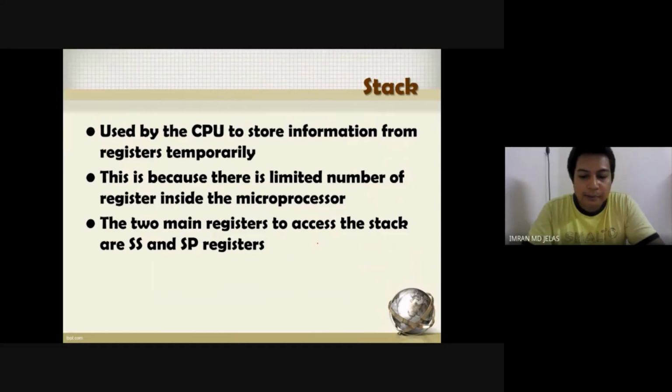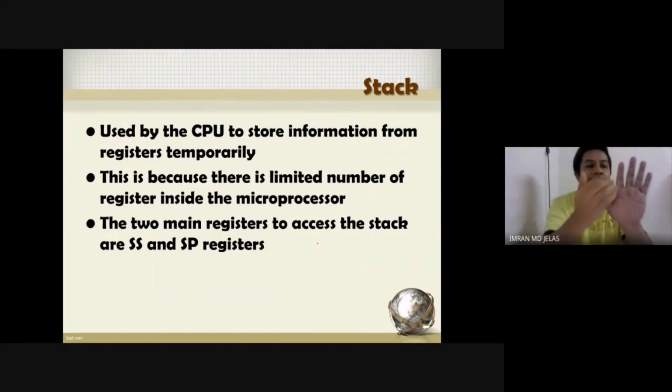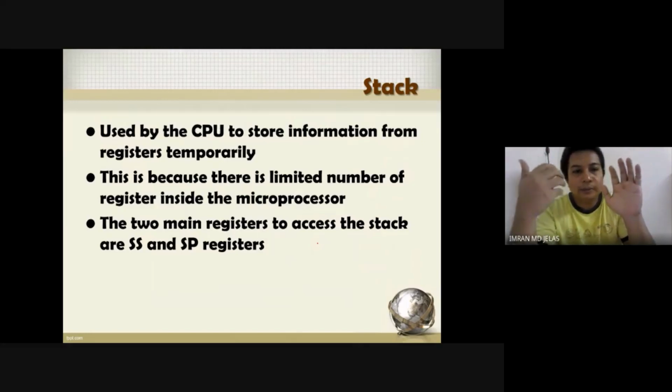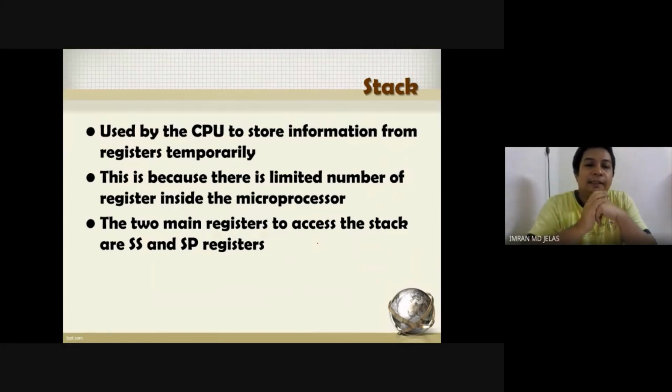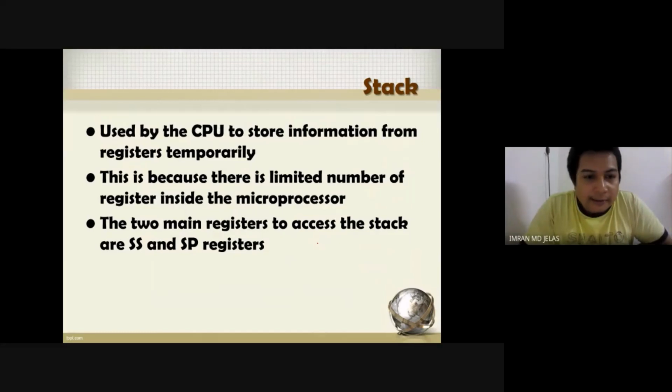Previously when we discussed interrupt, when we want to interrupt program A that is not completed yet, what will happen is the data inside program A, the data inside the register and the program counter of program A, will be stored temporarily inside the stack, so that program B data can be transferred into the register and also the program counter to start the program. This is because there is a limited number of registers inside the CPU. The two main registers to access the stack are the stack and the stack pointer.